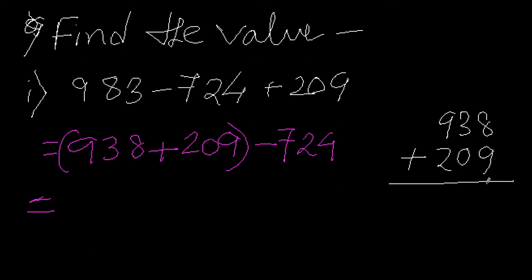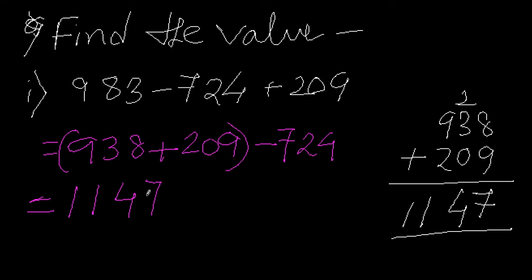3 plus 9, I count after 9: 10, 11, 12. So I'll put 12 here and 1 is carried. Next is 1 plus 8, 9, plus 0 is 9. Third digit 9 plus 2 will give me 11. So the sum of these two numbers is 1192. This is a positive term because this is plus 983 and plus 209.